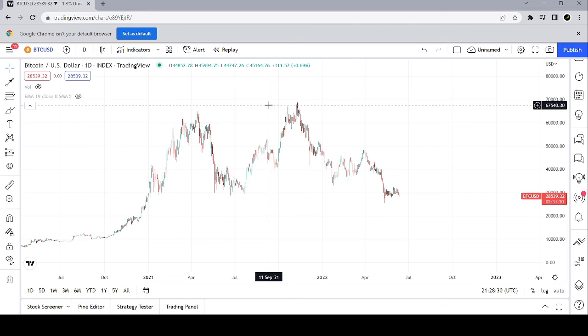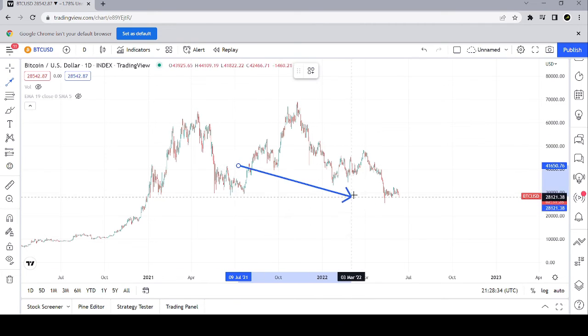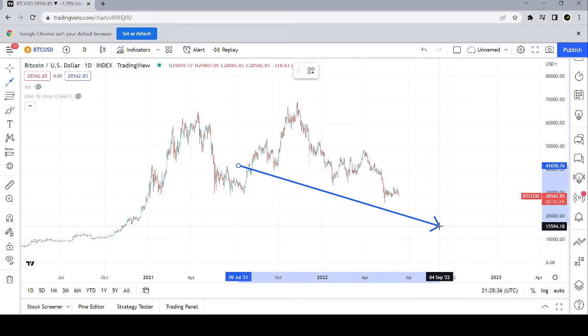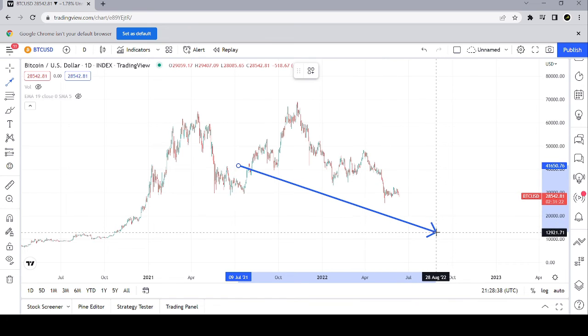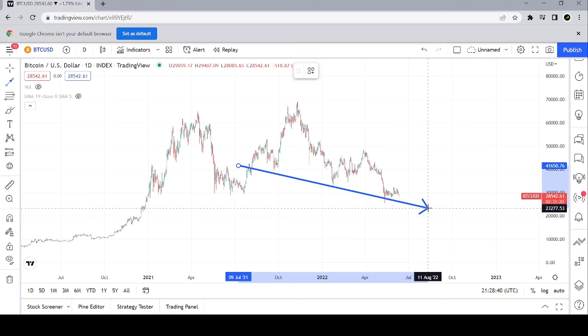But I think we are currently working on number 3, and number 3 can potentially bring Bitcoin into the 20s, upper teens, as far as price goes. I could be wrong. We'll see.